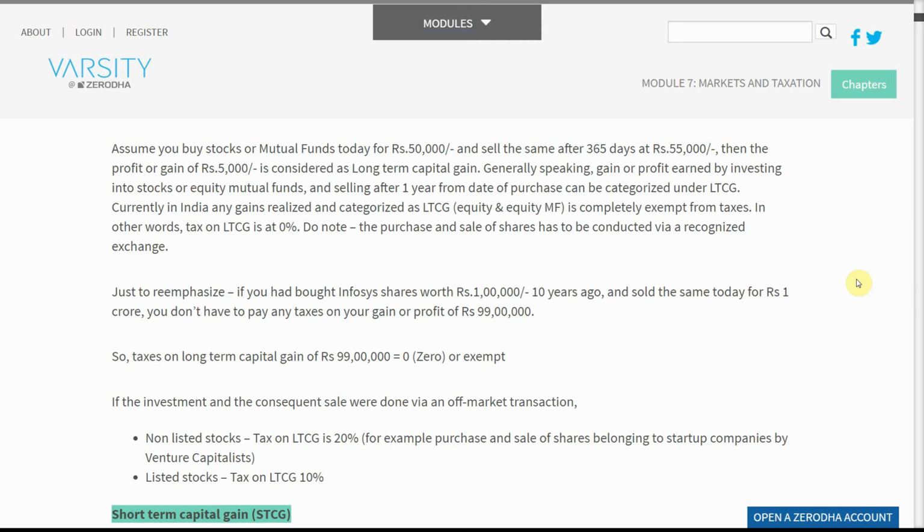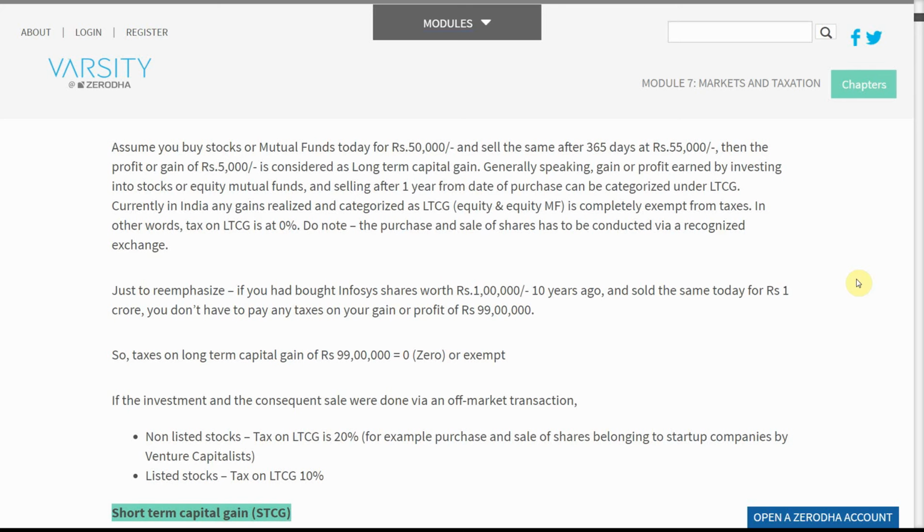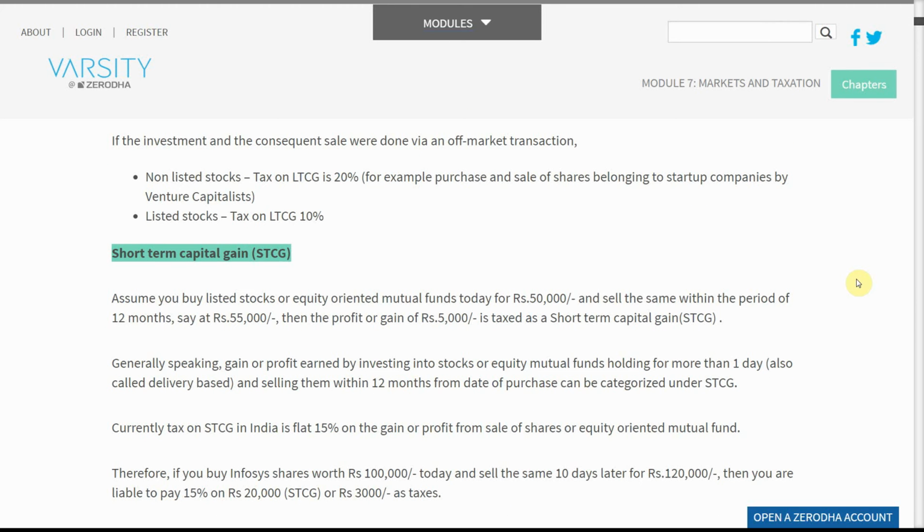Do note, the purchase and sale of shares has to be conducted via a recognized exchange. Just to re-emphasize, if you had bought Infosys shares worth 1 rupee 10 years ago and sold the same today for 1 crore rupees, you don't have to pay any taxes on your gain or profit of 99 rupees. So, tax on long-term capital gain of 99 rupees equals 0 or exempt if the investment and the consequent sale were done via a recognized exchange. Off-market transaction, non-listed stocks, tax on LTCG is 20%, for example purchase and sale of shares belonging to startup companies by venture capitalists. Listed stocks, tax on LTCG 10%.